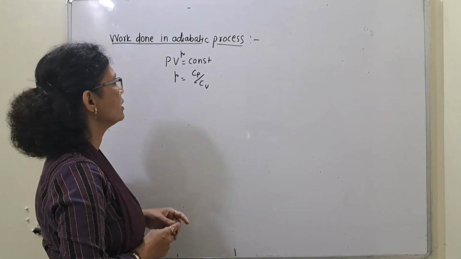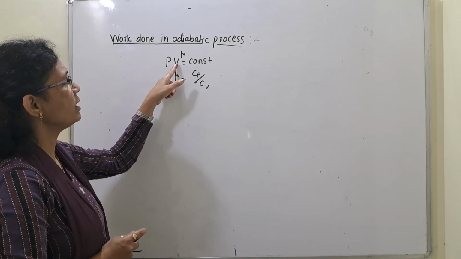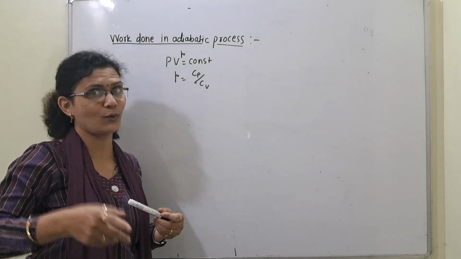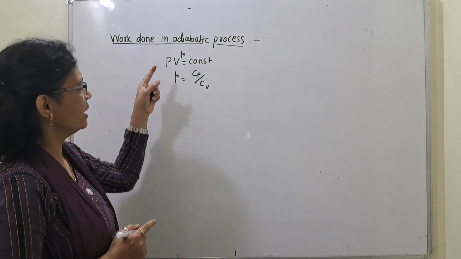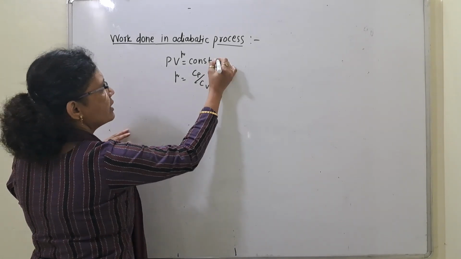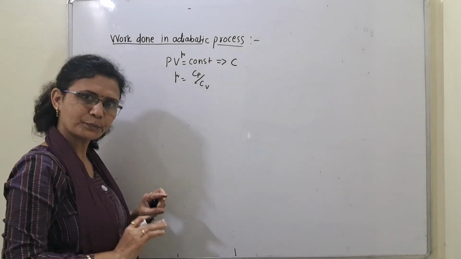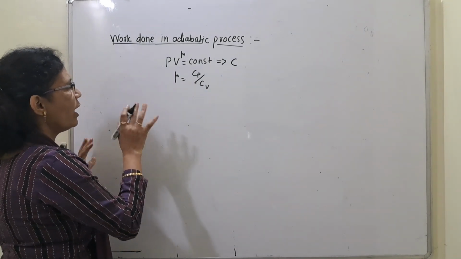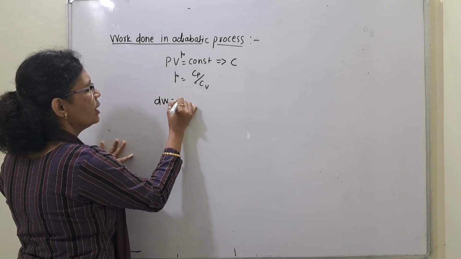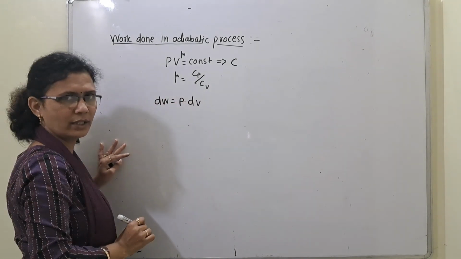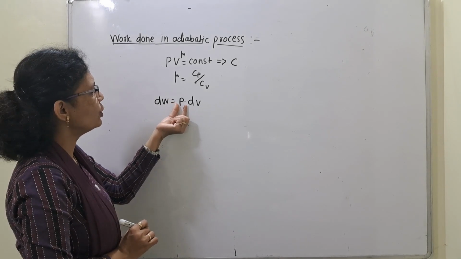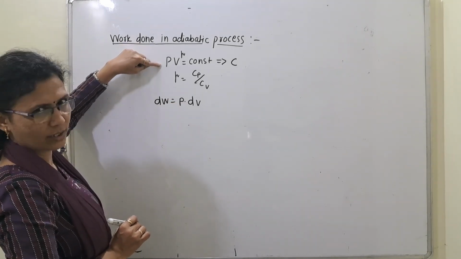Therefore, we have to consider the equation as PV raised to gamma is equal to constant. In the isothermal process we considered PV is equal to constant. Here, we will consider PV raised to gamma is equal to constant. I will take this constant as C. Now, we have to find out the work done here. So, the formula will be the same, that is work done will be P into dV.